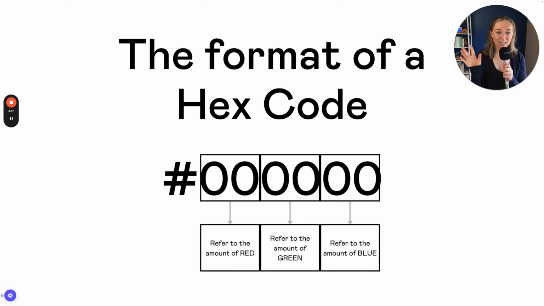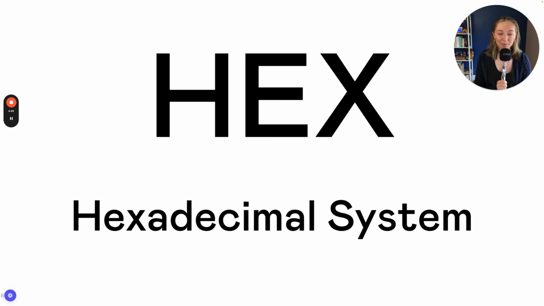Okay, so now we're going to talk about hex codes, which is commonly known as the hexadecimal system. This is actually extremely connected to RGB. I find this connection just so cool. We're going to get into it. So I'm actually going to go back to RGB.